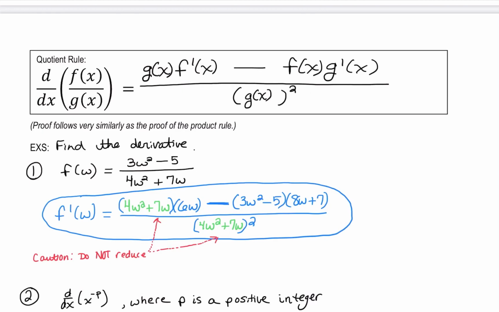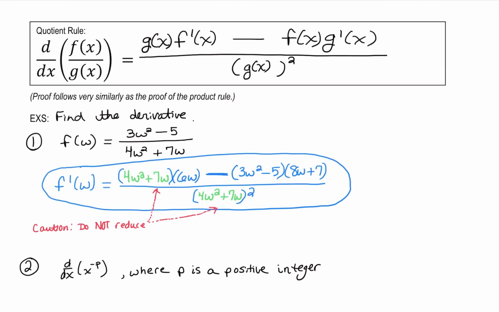All right. Number 2 is where our book kind of rolls out the power rule. They prove it really here is what we're going to do. And we're going to now prove the power rule for negative exponents.